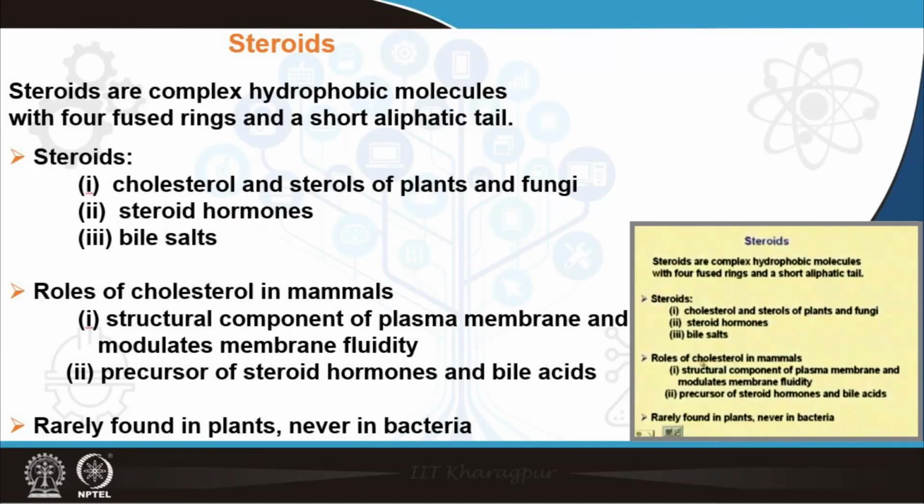And cholesterol, we will see, is not found in plants. There is another form found in plants called stigmasterol, which we will see in the next slide. So, what are the uses of cholesterol? The uses are in the modulation of membrane fluidity and also as a structural component in the plasma membrane.